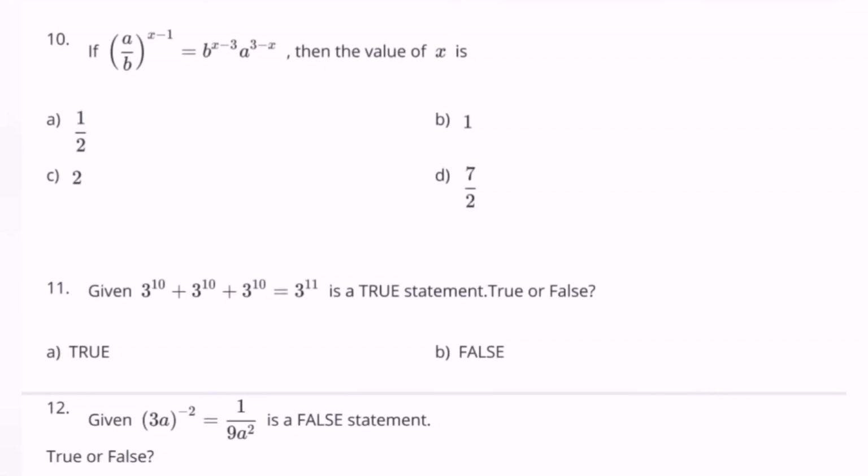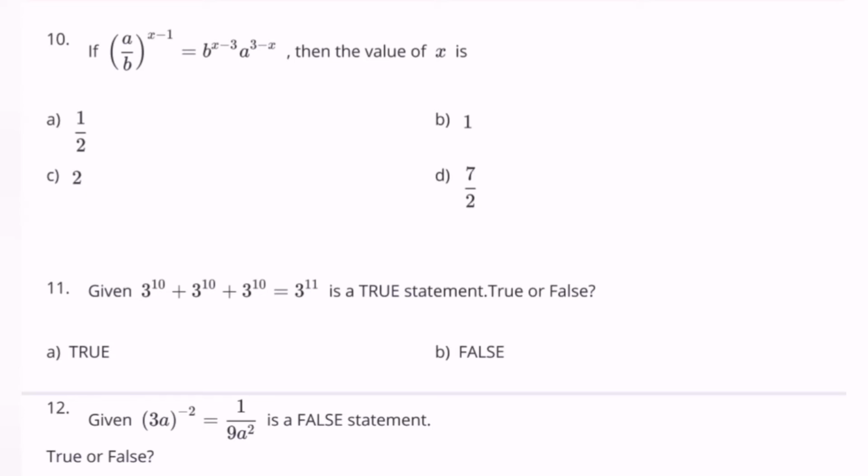Kindly refer to question number 10, where we have the situation a over b to the power of x minus 1, which is equal to b to the power of x minus 3 multiplied with a to the power of 3 minus x. Then the question asks us to find the value of x.